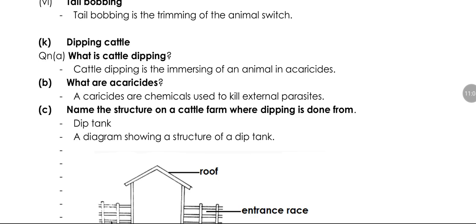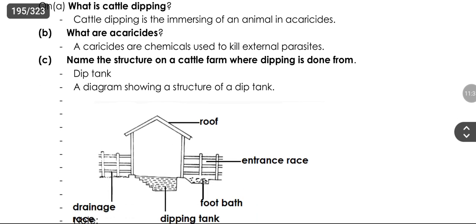What is cattle dipping? Cattle dipping is the immersing of an animal in acaricides. What are acaricides? Acaricides are chemicals used to kill external parasites. Hope we are together there. Name the structure on a cattle farm where dipping is done from. So I've said we use what we call a dip tank, and it is here.